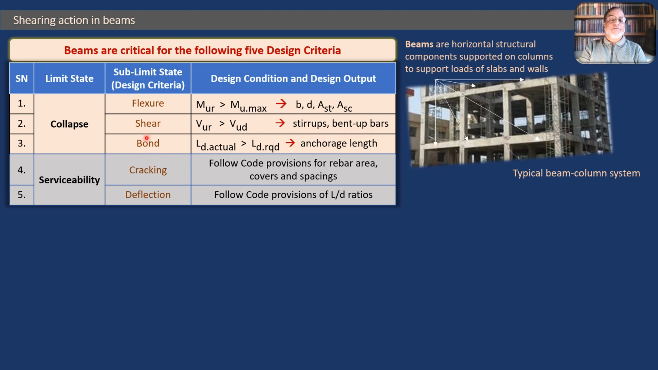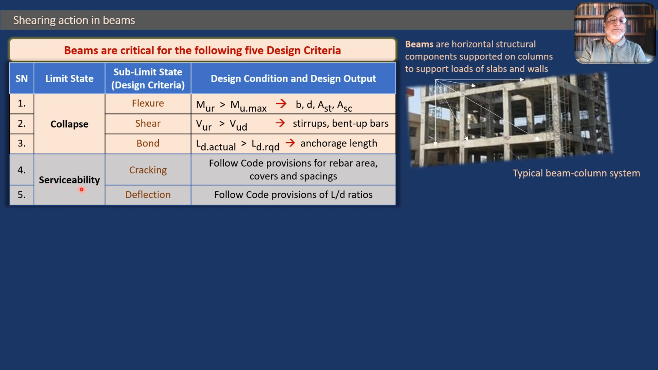Now the third design criteria is bond. For bond, we have to check that the development length LD actual is greater than development length required. This gives us the design output as anchorage length whenever required. So these are the mathematical equations that give us the design outputs according to the design criteria.